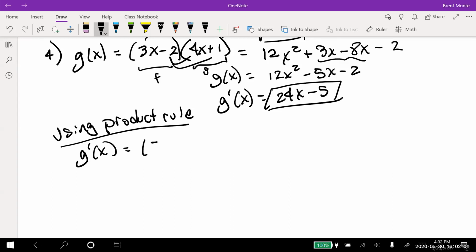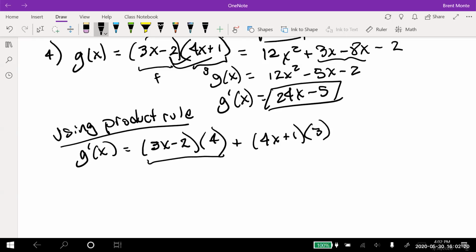We've got the first, 3x minus 2, times the derivative of the second, that's just 4, plus the second times the derivative of the first, it's just 3. So this piece was, I don't want to write it that way, let's write it this way. This was the first times the derivative of the second, plus the second times the derivative of the first. So I just used the product rule.